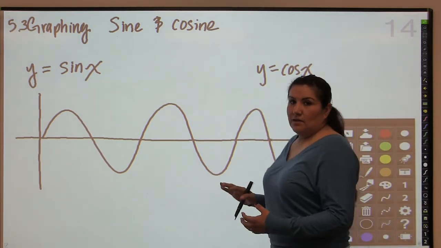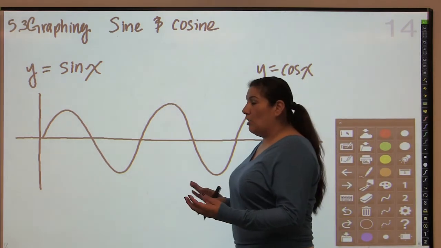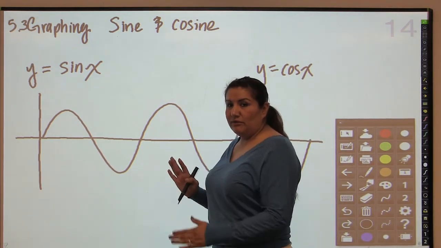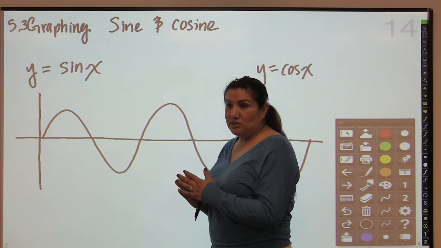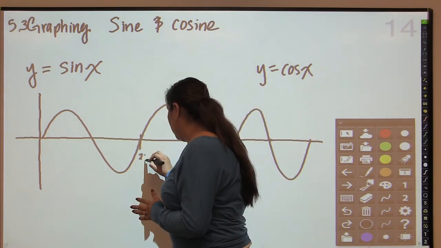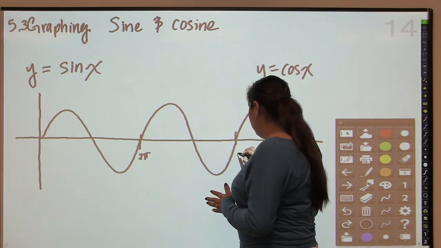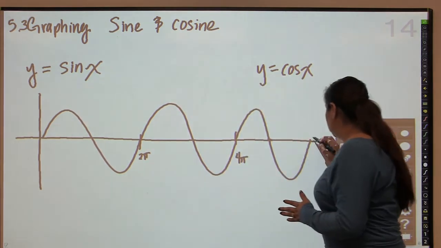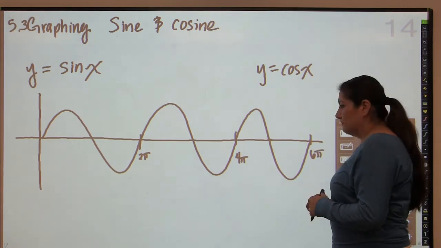The period is how long it takes the graph to make 1 complete revolution around the circle, which we know is 2 pi. So this is 2 pi. This is 4 pi. This is 6 pi.